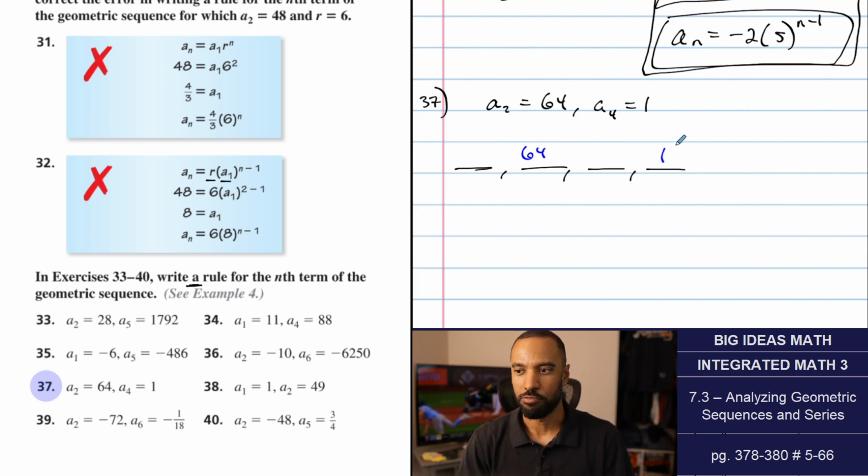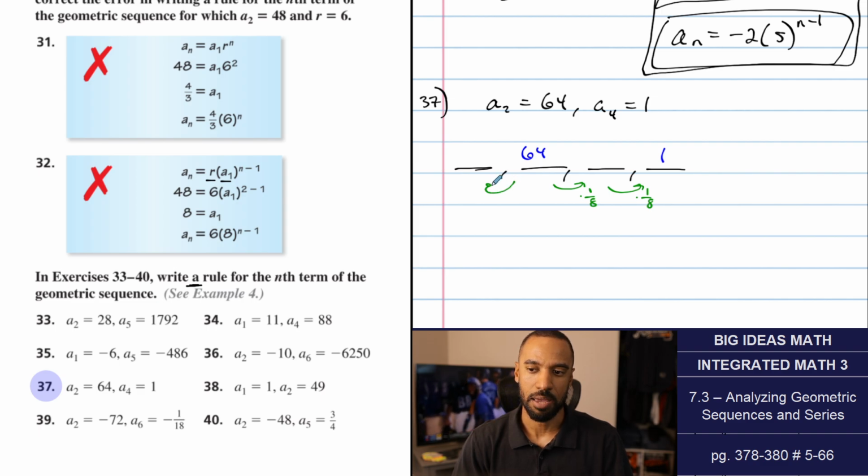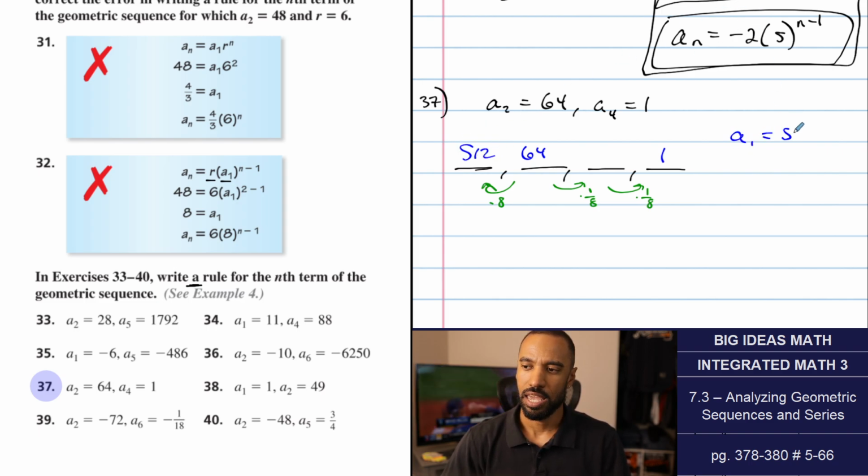I'm dividing by 64 the whole way. That means I'm dividing by 8 twice here. That means I'm multiplying by 1/8. So there's my common ratio, which means this needs to be 8 times more to get this one. 64 times 8 is, I think, 512. So a sub 1 is 512, and the common ratio is 1/8. Those are the two things we need there.